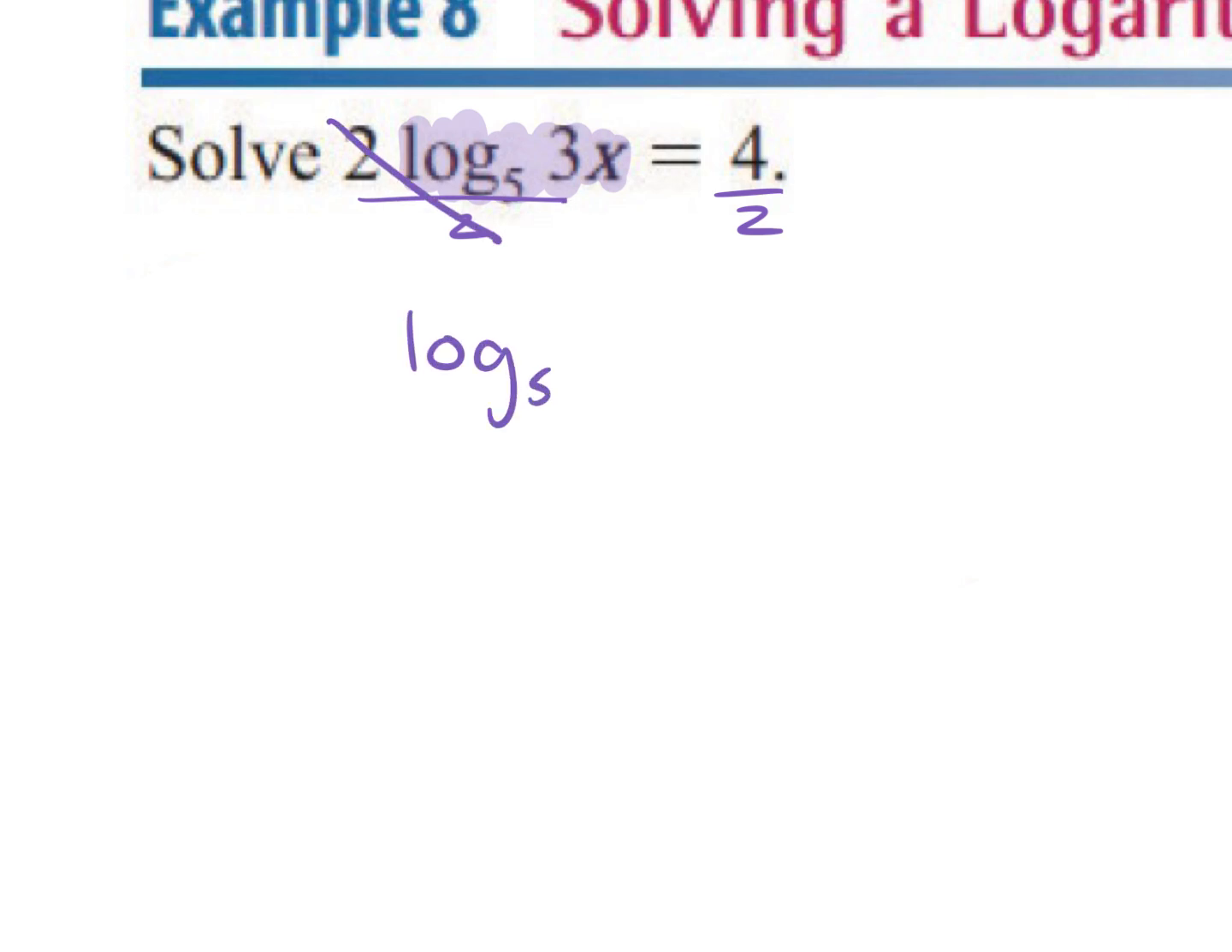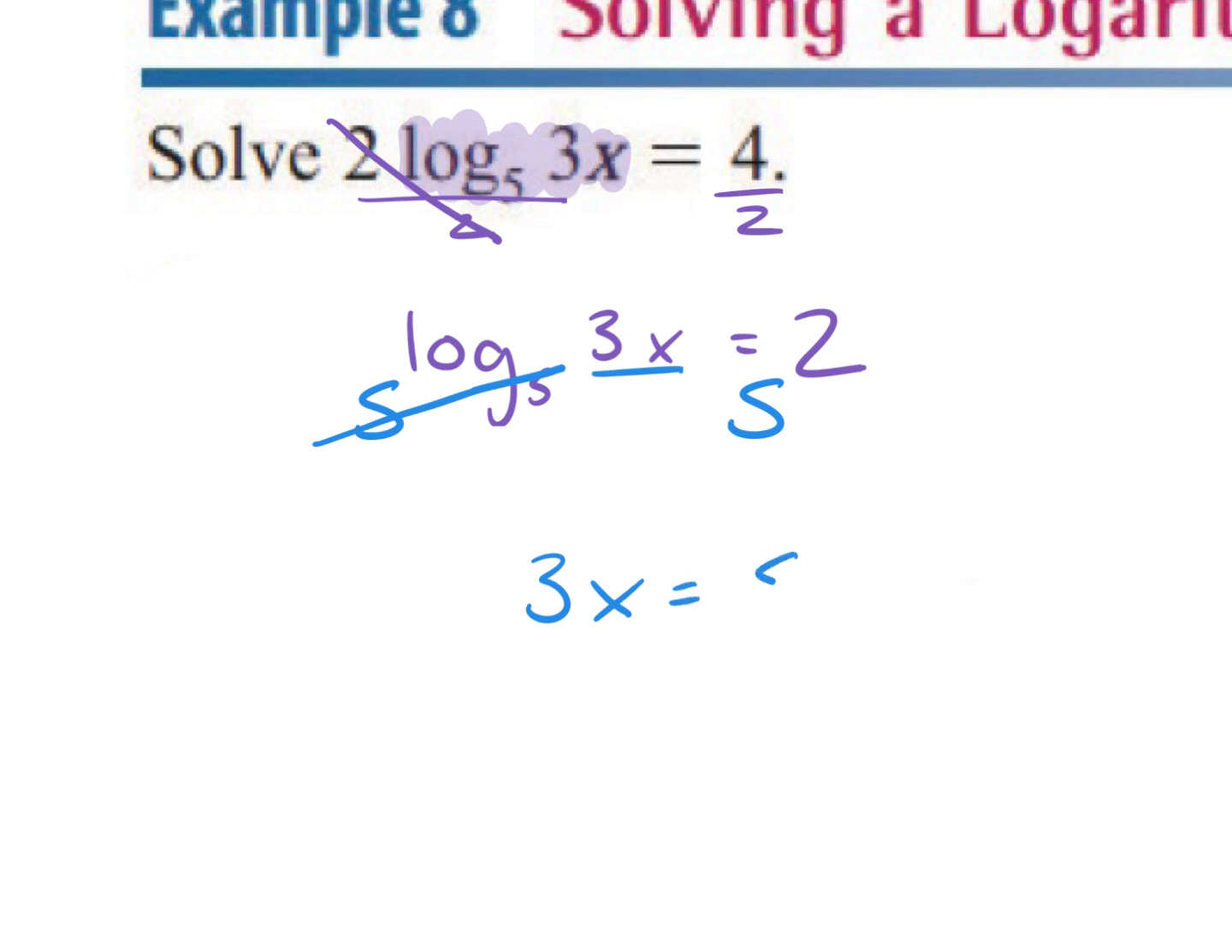We have log base 5 of 3x equals 2. Now I have logs. How do I cancel out the log? What's the inverse of logs? The inverse of logs would be exponents. What would I make the big base here? 5. So we make the big base 5. 5 to the power of log base 5 cancels. So we're left with 3x equals 5 to the second power. So my base is 5. The 2 becomes an exponent.